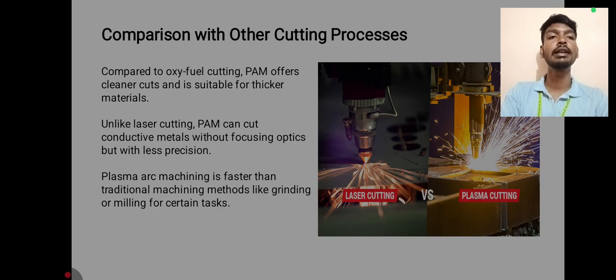Comparison with other cutting processes. Compared to oxy-fuel cutting, PAM offers cleaner cuts and is suitable for thicker materials. Unlike laser cutting, PAM cuts conductive materials without focusing optics, but with less precision. Plasma arc machining is faster than traditional machining like grinding or milling for certain tasks.